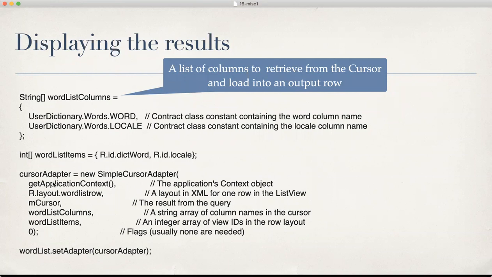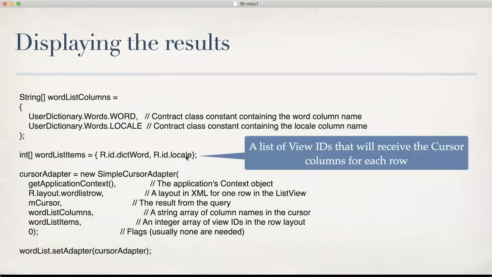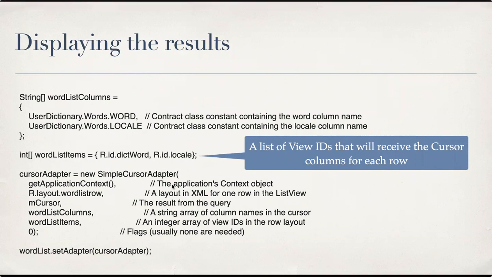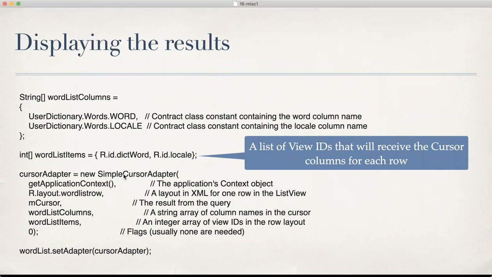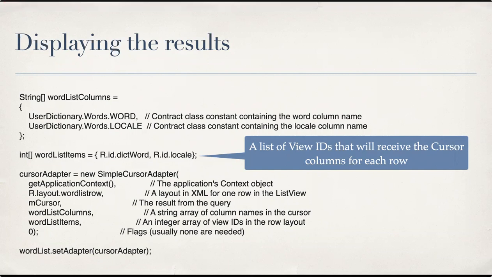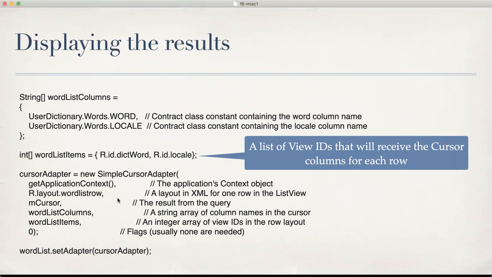Then you create a cursor adapter. So this was basically a list of view IDs on which you would put the data. And then create a cursor adapter, which can take the form of a simple cursor adapter, an inbuilt class. You give it the context, and then set the layout, a word list row. This is just like our recycler view. A word list row here would be, say, an item in your journal app, a journal entry item in the journal app. And then you feed it the cursor because that has all the data.